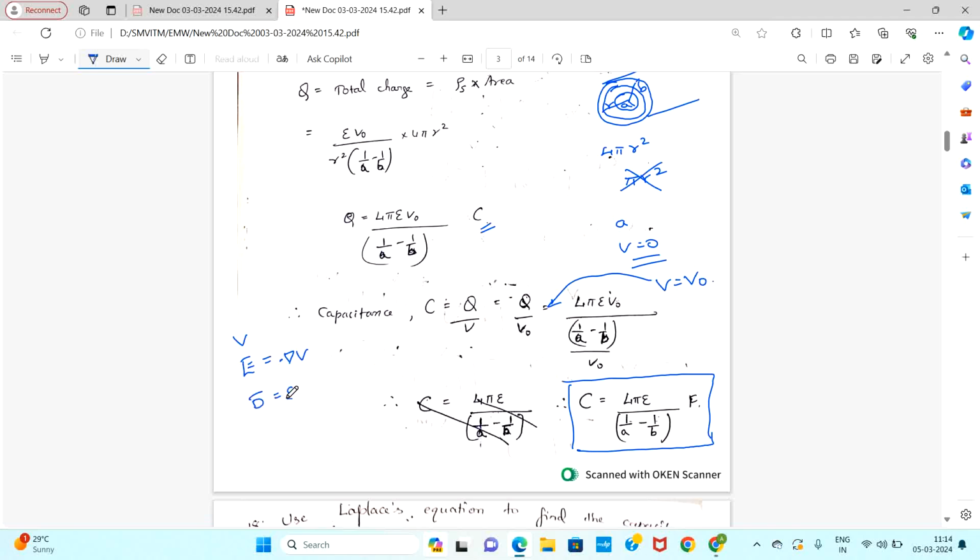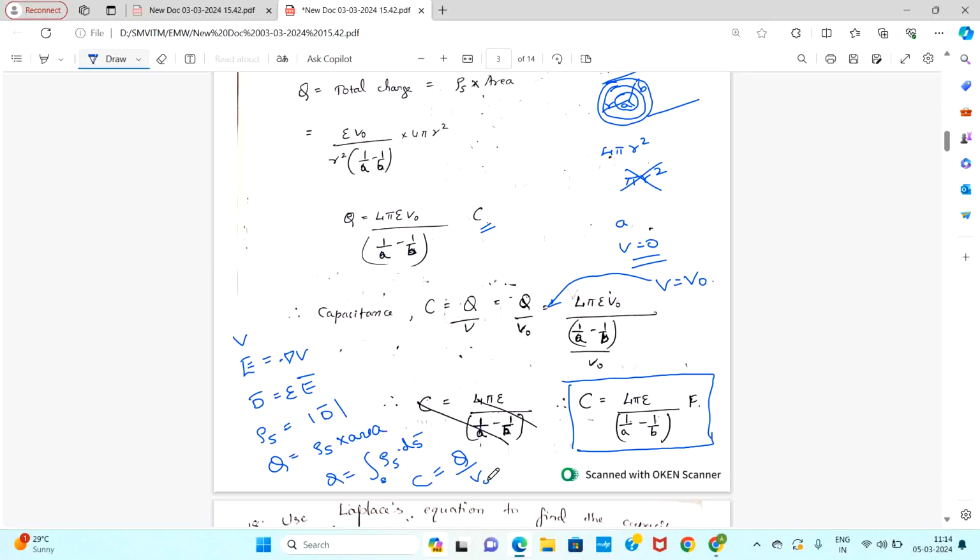From E you find D, which is epsilon E, and then rho s, which will be the magnitude of this, and then charge, which will be rho s into area if it is discrete in nature. If it is continuous, then it is the surface integration of rho s dot ds. Okay. And then finally, your capacitance value will be charge divided by the potential, given by the boundary condition.